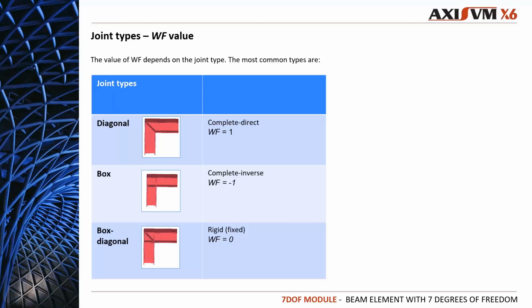And the third option is the box diagonal. This topology is the combination of the two, the diagonal and the box type, and it can be considered as a rigid connection for warping. So this was briefly the high-level overview of the function. Let me share my screen with a video showing these functions in action.